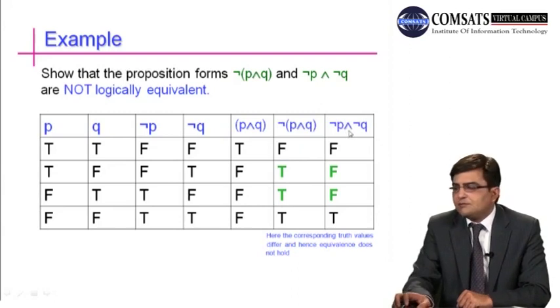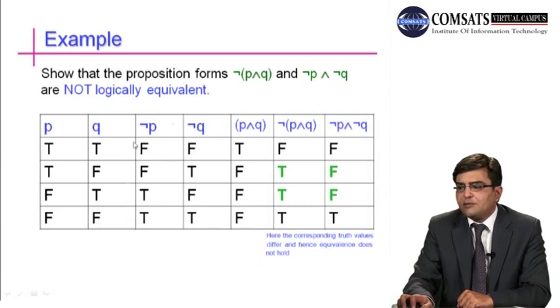Now we construct not P and not Q. We have two columns of not P and not Q here, and the conjunction of not P and not Q will be true only if both are true. Here we can see that in the last row both values are true. So here we will have true, and in all other rows we will have false.